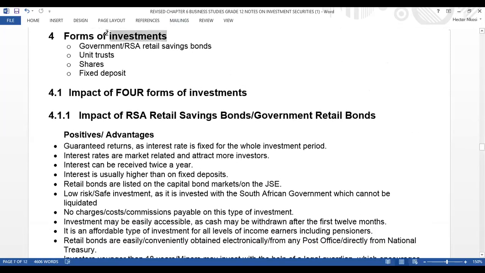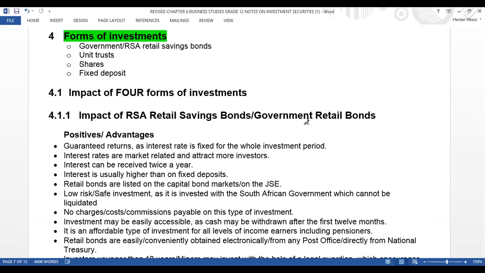Now, I want to touch base on forms of investments, and look at the impact of the four forms of investments. Grade 12s, put your heads up. Forms of investments is a very popular question in your grade 12 syllabus. They love asking this, so please make a point that you understand it. Remember, in Business Studies you do not have to cram the notes or learn word by word. The only thing that will help you grasp everything is to understand.